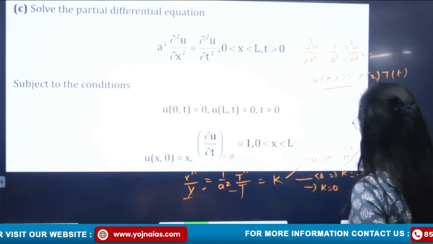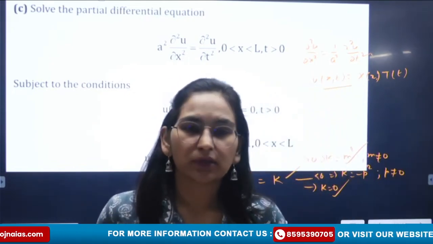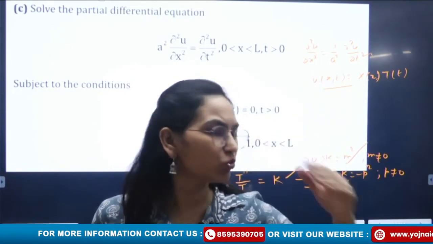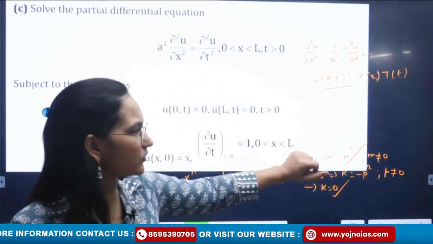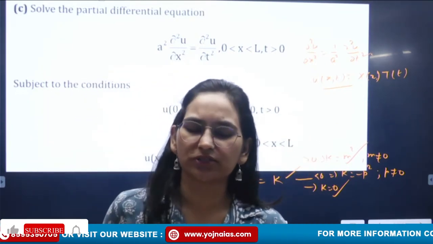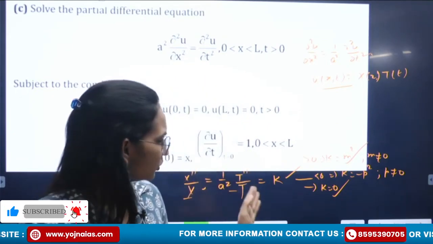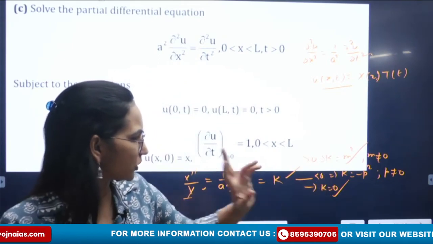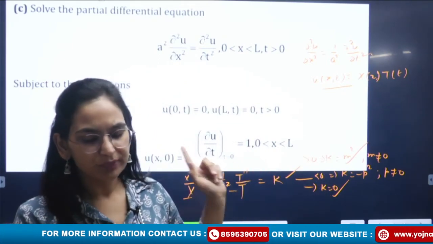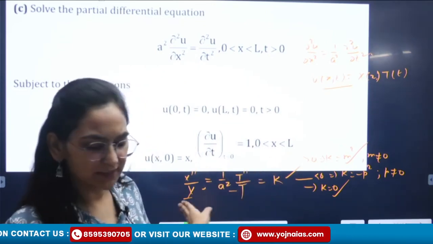So these two conditions would always give us the trivial solution, but we require a non-trivial one. What is trivial? x equal to 0 or t equal to 0, and we don't want that. We require a non-trivial solution. So only the non-trivial solution would be provided through k = -p², and then solve these values.